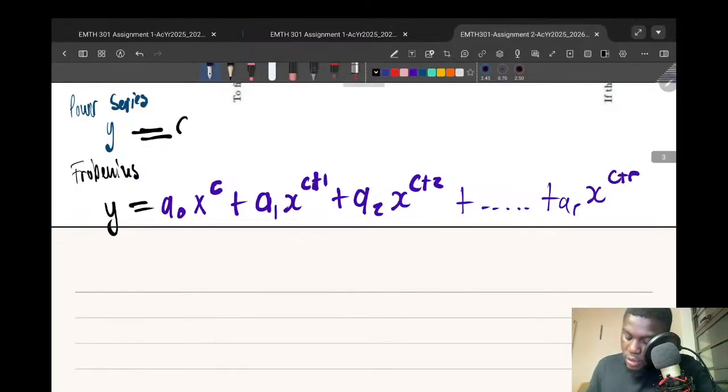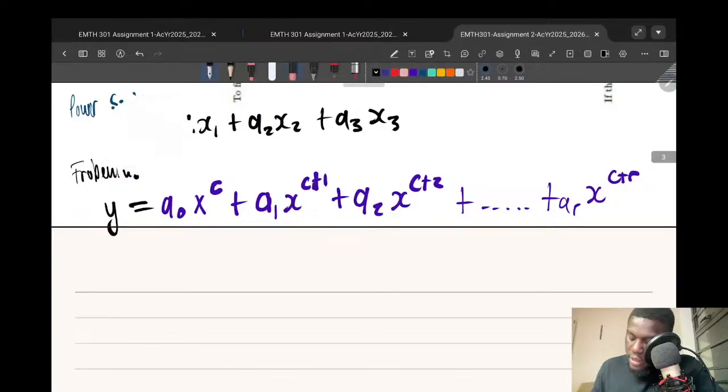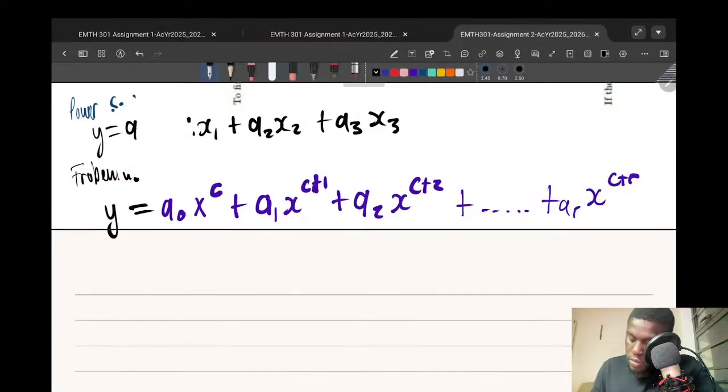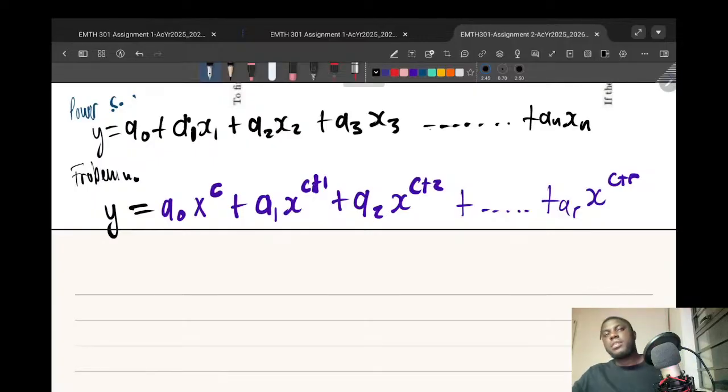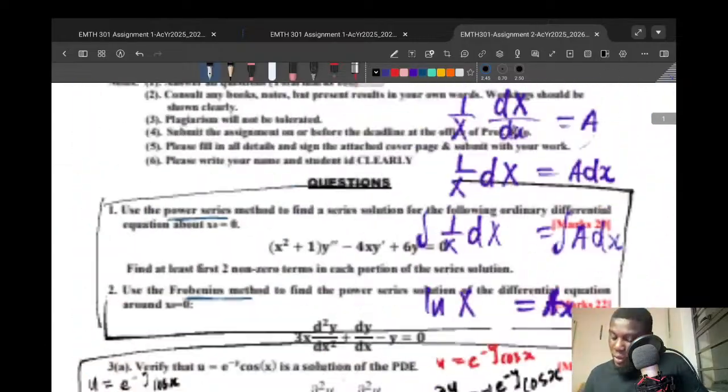Then for the general power series, it would be a0 plus a1 x1 plus a2 x2 plus a3 x3, it keeps going, plus an xn. These are not powers, and we have nothing called c. So try to remember these. These are the terms you're going to write when you get into the thing. Once you have written this, you can go ahead and do the other steps, whichever you may be required to do. So let's see what the question was saying.